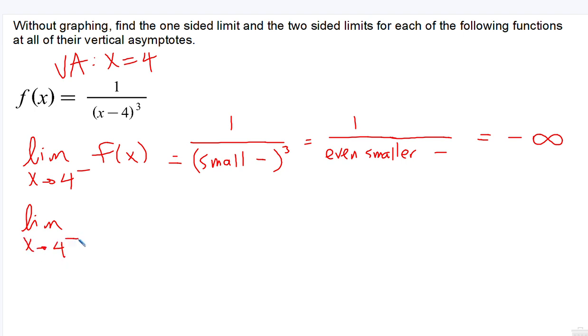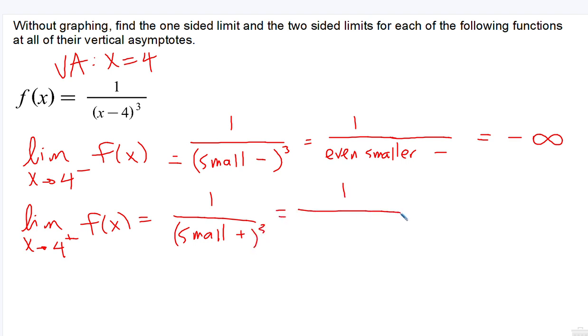We're going to use the same thought process for the limit as x approaches 4 from the right. Now, instead of plugging in 3.99999, we're going to plug in 4.00000000001. Well, if I take 4.000000001 and subtract 4, I get a real small positive number, which I'm still cubing. And if I cube a real small positive, I get an even smaller positive. And if I take 1 and divide it by a really, really infinitesimally small positive number, I get an infinitely large positive number. And our limit as x approaches 4 from the right of f of x should be infinity.